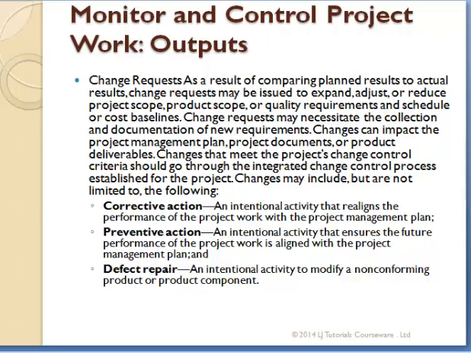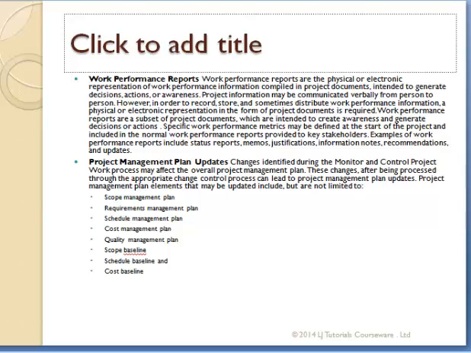Then also work performance reports. Work performance reports are physical or electronic representations of information. Work performance information is processed work performance data, and a work performance report is a reporting format. That's when you have put your information in a reporting format. Now you can draw graphs, memos, information notes. These are examples of reports. Then also you can update our project management plan. We can talk about the scope, the requirements, the cost, the schedule, and the rest.